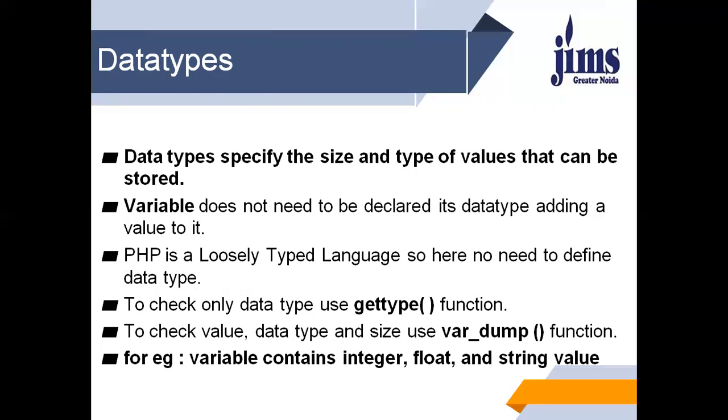To check only the data type, use the gettype function. To check value, data type and size, use the var underscore dump function. For example, a variable contains an integer, float, string value, etc.